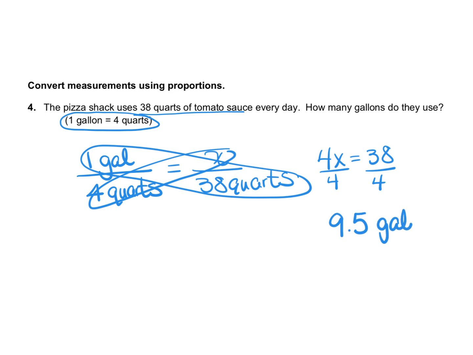So if you had 9.5 gallons for every 38 quarts.